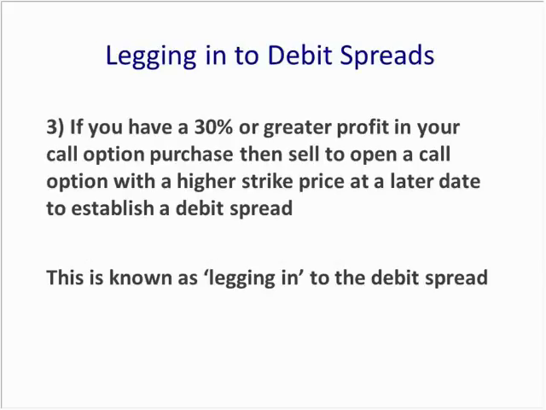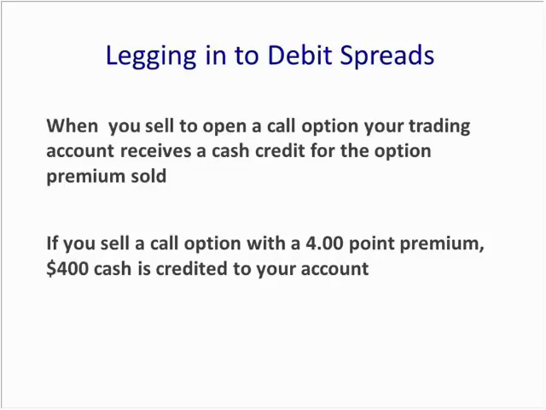And then one of our money management rules is if we have a 30% or greater profit in the call option purchase, then we want to sell to open a call option with a higher strike price at a later date to establish a debit spread. And this is known as legging into a debit spread. So when you leg into a debit spread, it starts out as an option purchase. Once we purchase the option, we use our money management guidelines to manage that trade. And then if we have a 30% profit or greater, then we'll leg into a debit spread at a later date.